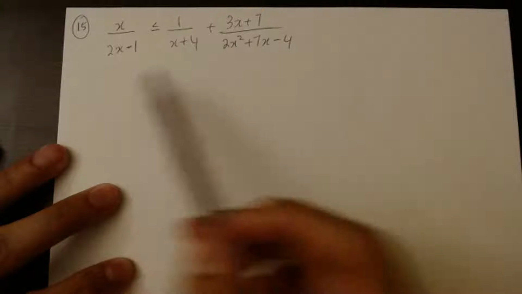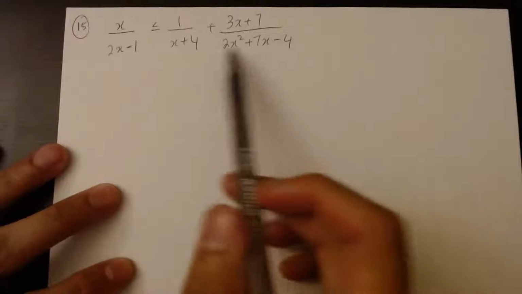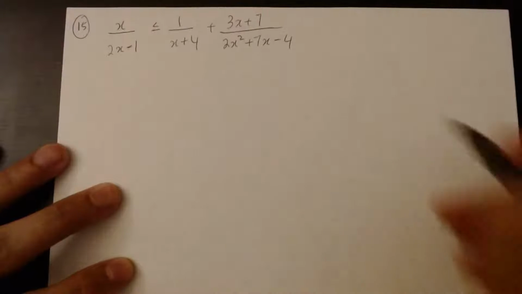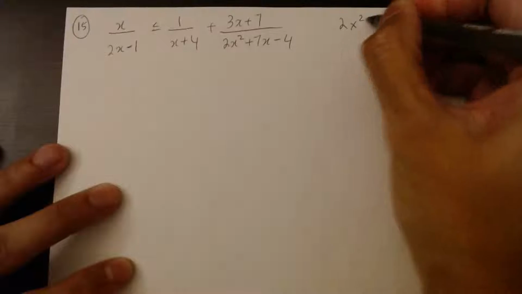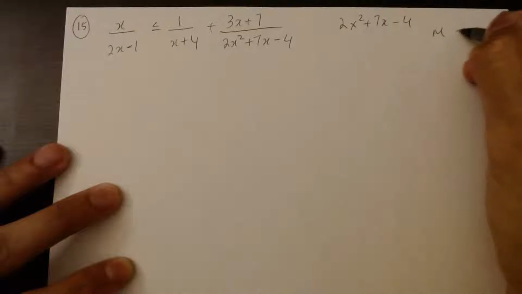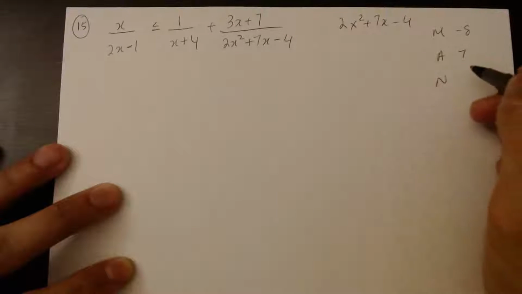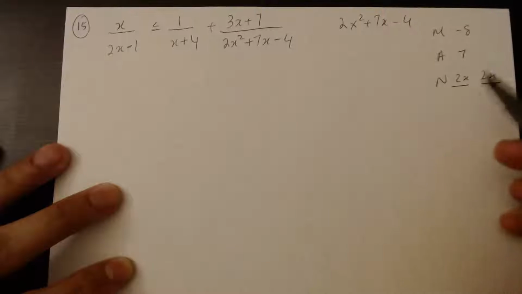All right, so we're going to solve this rational inequality in the question. First thing I want to do is factor this equation here. So I'll factor it with my MAN method on the side. M is -8, A is 7, and then my two numbers will be 8 and -1.